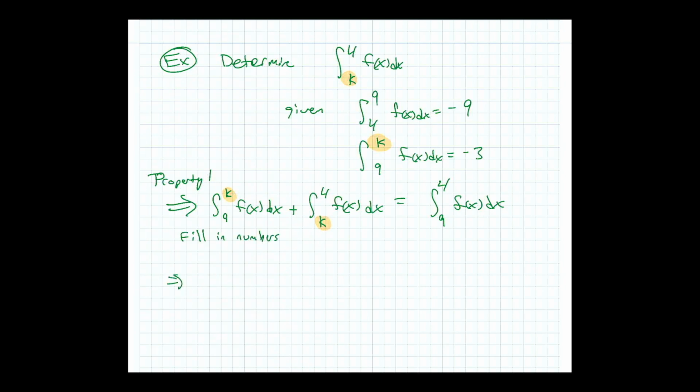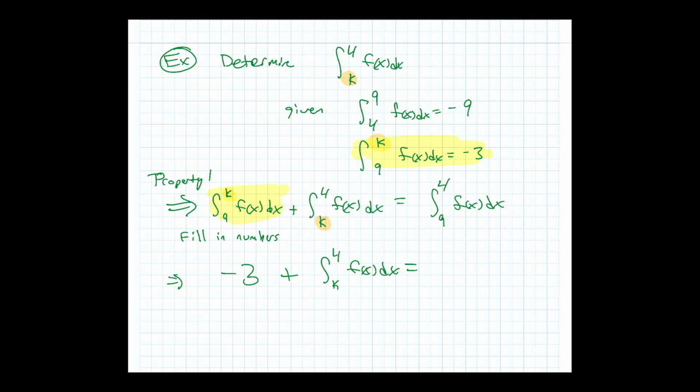Let's do it in a more efficient way. So let me just get a highlighter here. So what's this integral here? Is that what we're looking for? No. This is 9 to k. So that's this one right here. So the value is -3 plus this one, k to 4. That is what we're looking for. So I'm just going to write it again. The integral from k to 4 equals, and then I've got 9 to 4 here.